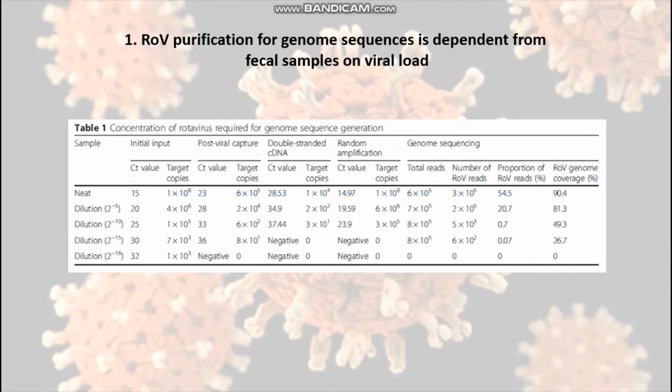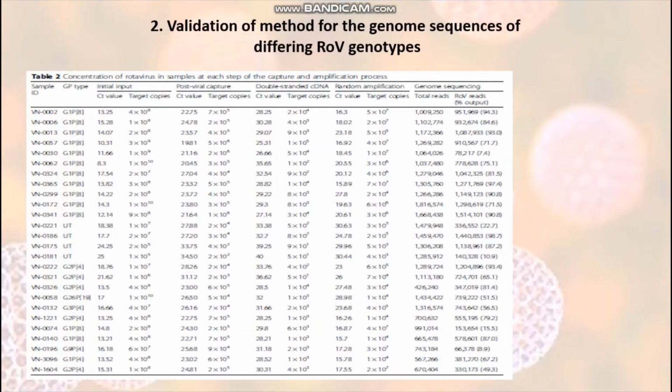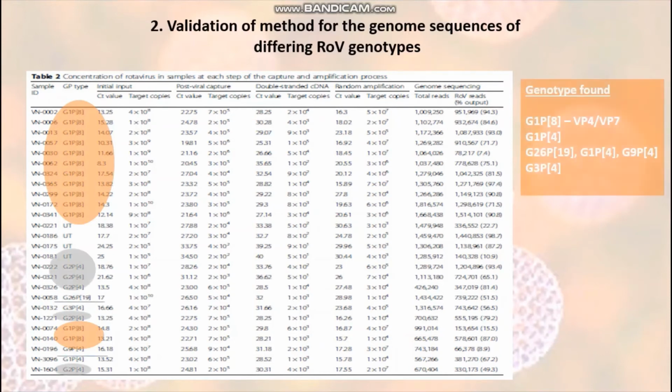Next, validation of the method for the genome sequence of different RV genotypes. From Table 2, by doing the capture and amplification process of several labelled samples, the most dominant genotype that we tested is G1P8 with a certain CT value, and here are the expected target copies we got. Other than that, the RV genomes we tested are G2P4, G2P6, G1P4, G9P4, and G3P4. UT is the unknown.